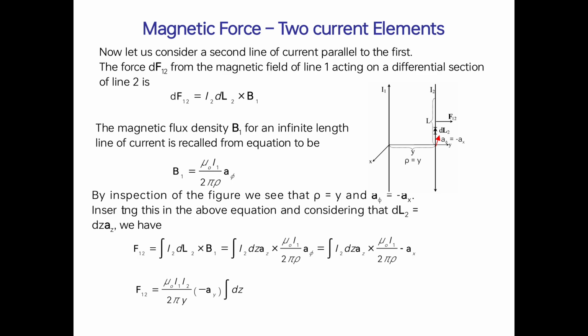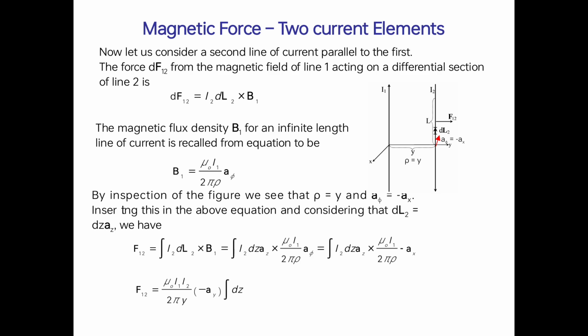Now let us consider a second line of current parallel to the first. The force dF12 from the magnetic field of line 1 acting on a differential section of line 2 is dF12 = I2 dL2 × B1. The magnetic flux density B1 for an infinite length of current is recalled from the equation B1 = μ0 I1 / (2πρ) aφ. From that we can say ρ = y and aφ = -ax, that's just opposite to the direction of the x axis.